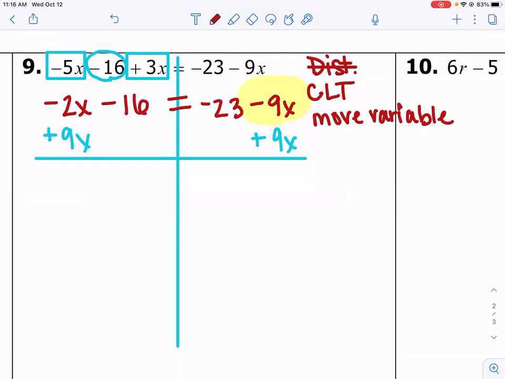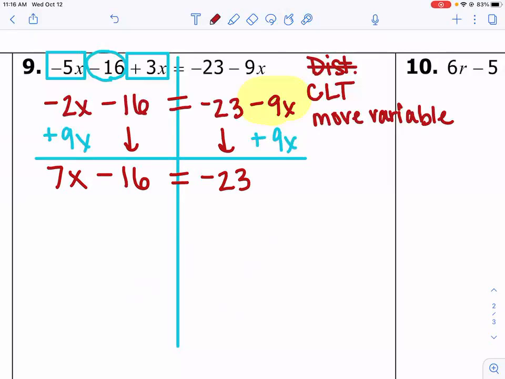Okay, so our minus 2x plus 9x, yes, is 7x. We're gonna bring down that minus 16. And we're gonna bring down that minus 23. And our minus 9x plus 9x are for sure gonna cancel. At this point, woohoo, we have a two-step equation. Okay.